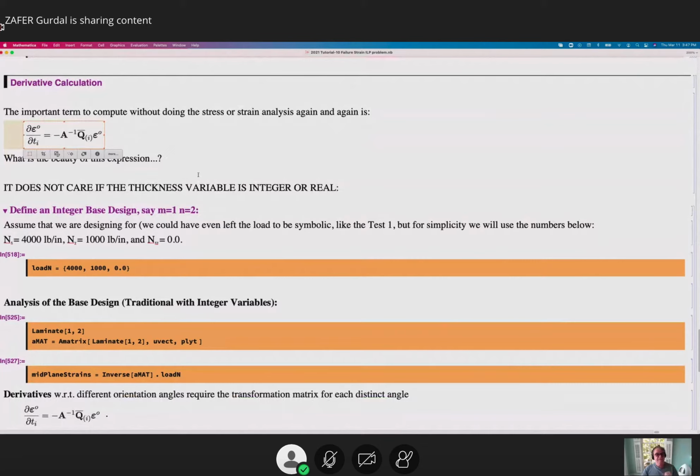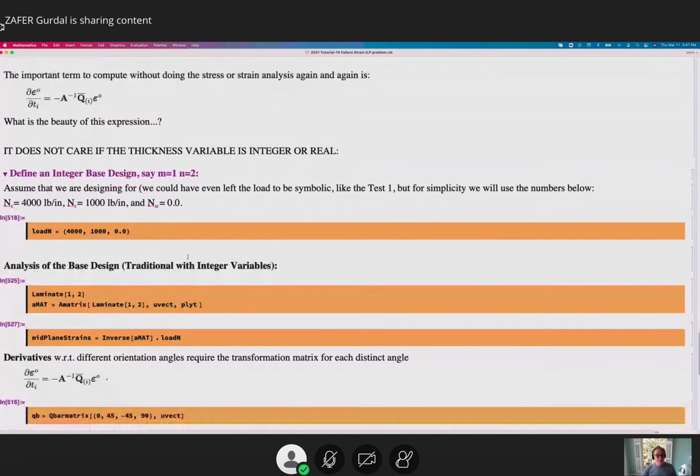To demonstrate this derivative, I'm going to pick an integer-based design. Let's say m equals 1 and n equals 1. And again, just for demonstration purposes, I'm going to use a loading, which is Nx, Ny, and Nxy, equal to a fixed quantity. Now, this doesn't have to be fixed. This can also be parametrically defined in terms of some value of alpha or beta or whatever you want to put in there. So that's up to you, but I used the constant value for it.